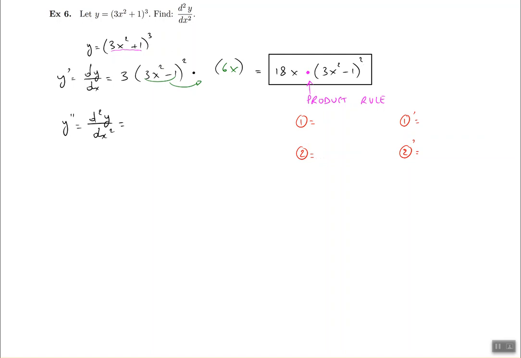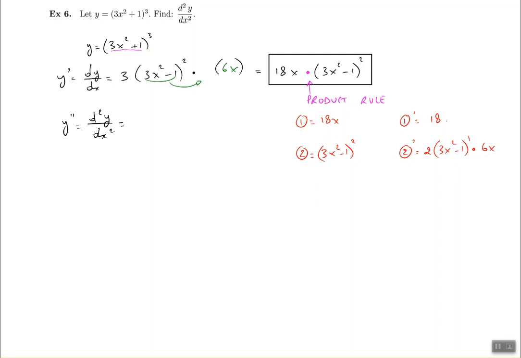So who is my first? My first function is going to be just simply 18x. My second function is going to be the parentheses 3x squared minus 1 to the power of 2. Now the derivative of 18x is going to be simple, just 18, whereas the derivative of 3x squared minus 1 to the power of 2, that's going to involve another general power rule or chain rule, whatever you want to call it. So bring the 2 down, subtract 1 from the exponent, and then multiply by the derivative of the inside. And keep in mind the derivative of 3x squared minus 1 is just simply 6x.